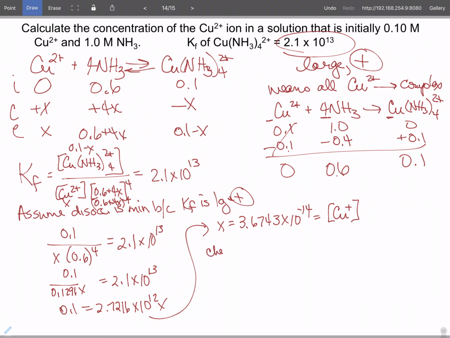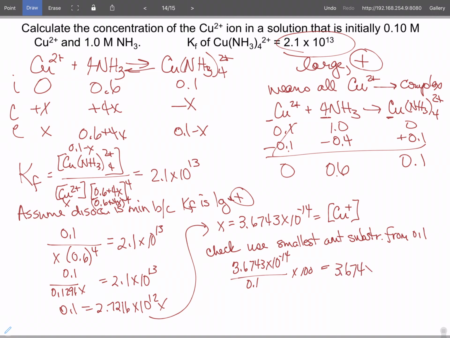But we got to check it. So again, we're going to use the smallest amount you subtracted from, which was the 0.1. So it's going to be 3.6743 times 10 to the minus 14th divided by 0.1 times 100, which gives you 3.674 times 10 to the minus 13th percent, which is less than by a ton, 5%, so it's valid.